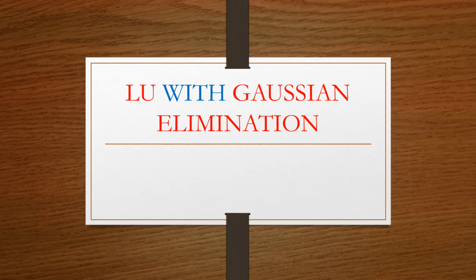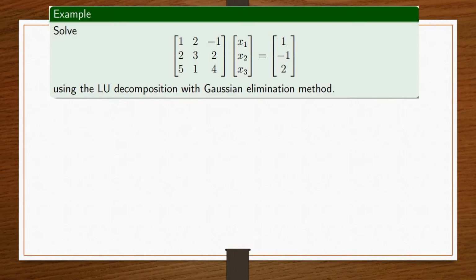And we are back again with LU decomposition using Gaussian elimination method. So let's simplify. Solve the matrix AX = B using the LU decomposition with Gaussian elimination method.